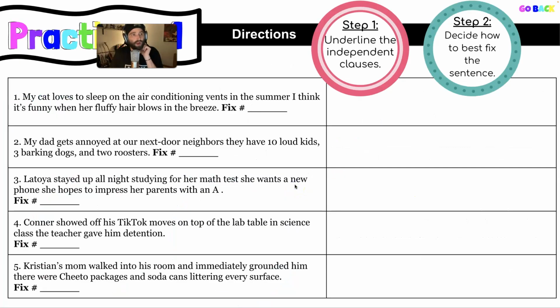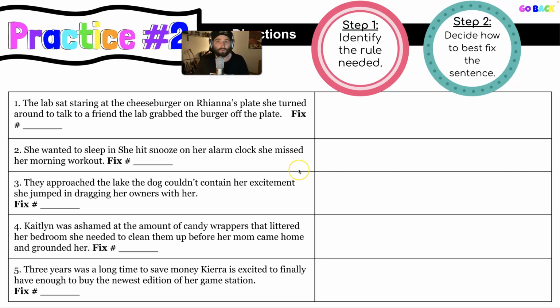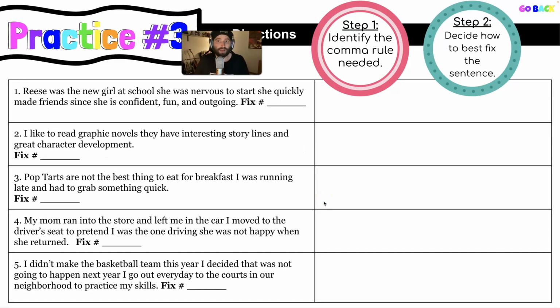So we have 3 slides of practice, all right? So here you're just going to underline the independent clauses and then decide how to best fix the sentence. Now again, if you want to go gung-ho, guns blazing, and rock out some of attempt 3, I'm all for it, but I would just stick with either the periods or the comma and the conjunction, okay? Here's your second one, identify the rule needed, and then decide how to best fix the sentence. All right. And then the final rule one here is identify the comma rule needed and decide how to best fix the sentence. Okay. So those are our 3 ways in which we are going to try and fix these run-on sentences.